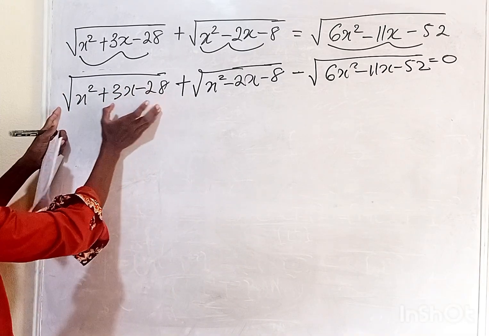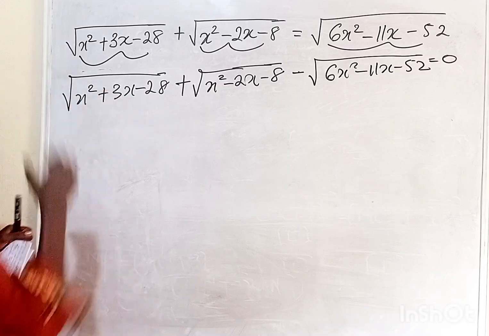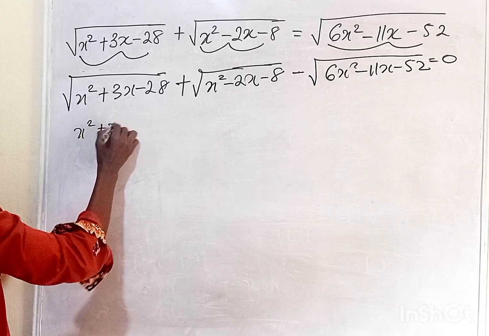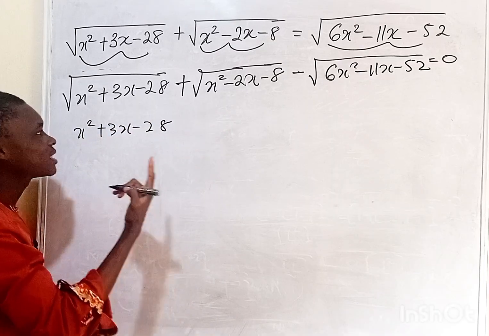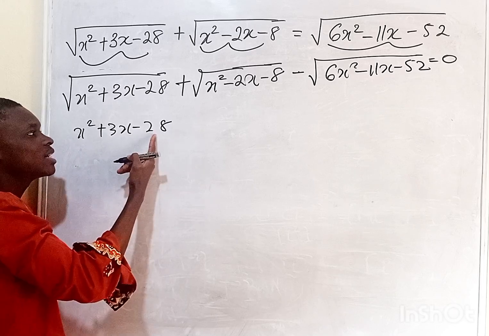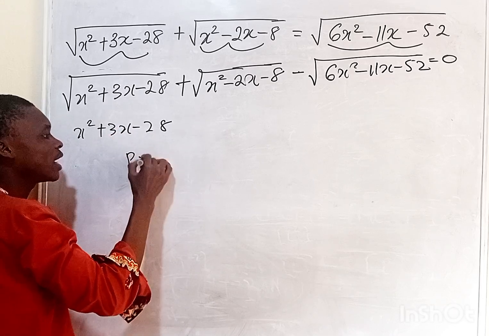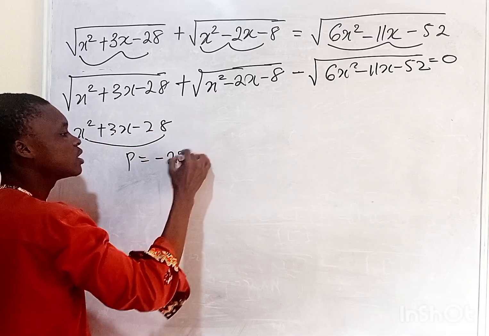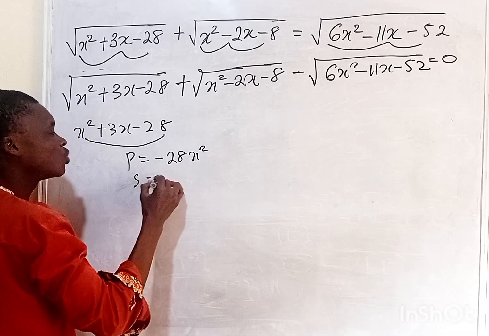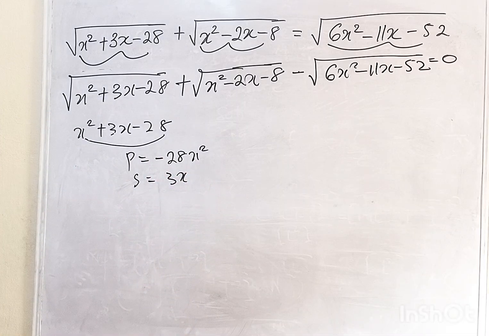Now if you look at this very well, we can factorize the inner ones. If we factorize this, we have x squared plus 3x minus 28. Now we'll look for two numbers that if we multiply them, we have the product, and if we add or subtract them, we have positive 3. Multiply 28 times this gives us the product, which is minus 28x squared. The sum equals positive 3x.